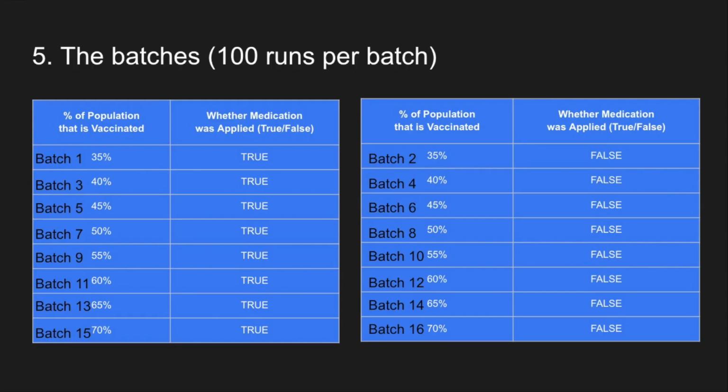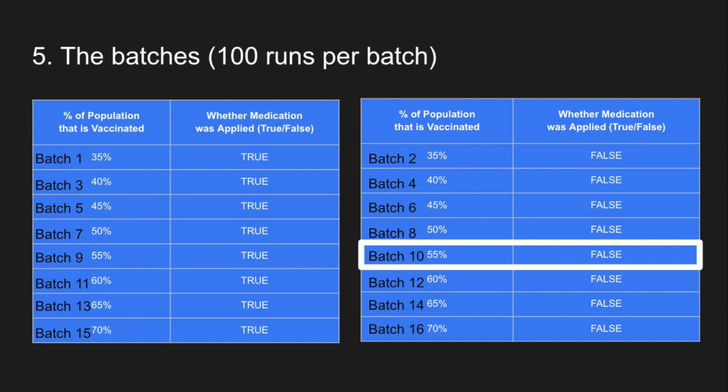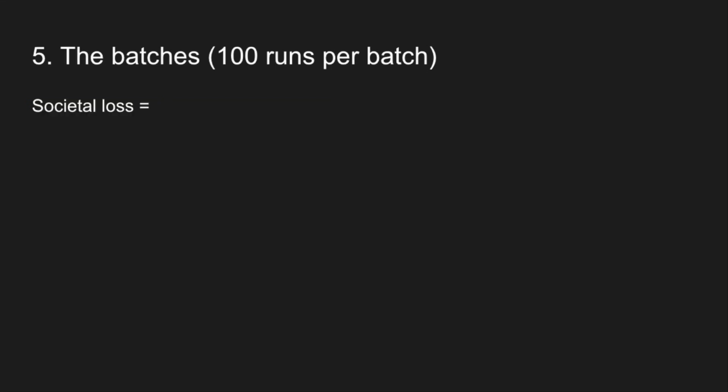Okay, so the simulation is run in batches. Every batch contains 100 simulation runs. This is done in order to achieve reliable results. Now, the difference between each batch is in the percentage of the society that is vaccinated and whether or not medication is provided to symptomatic COVID contractors. For example, in this batch, each of the 100 runs simulates a society in which 55% of the population is vaccinated and no medication is in use.